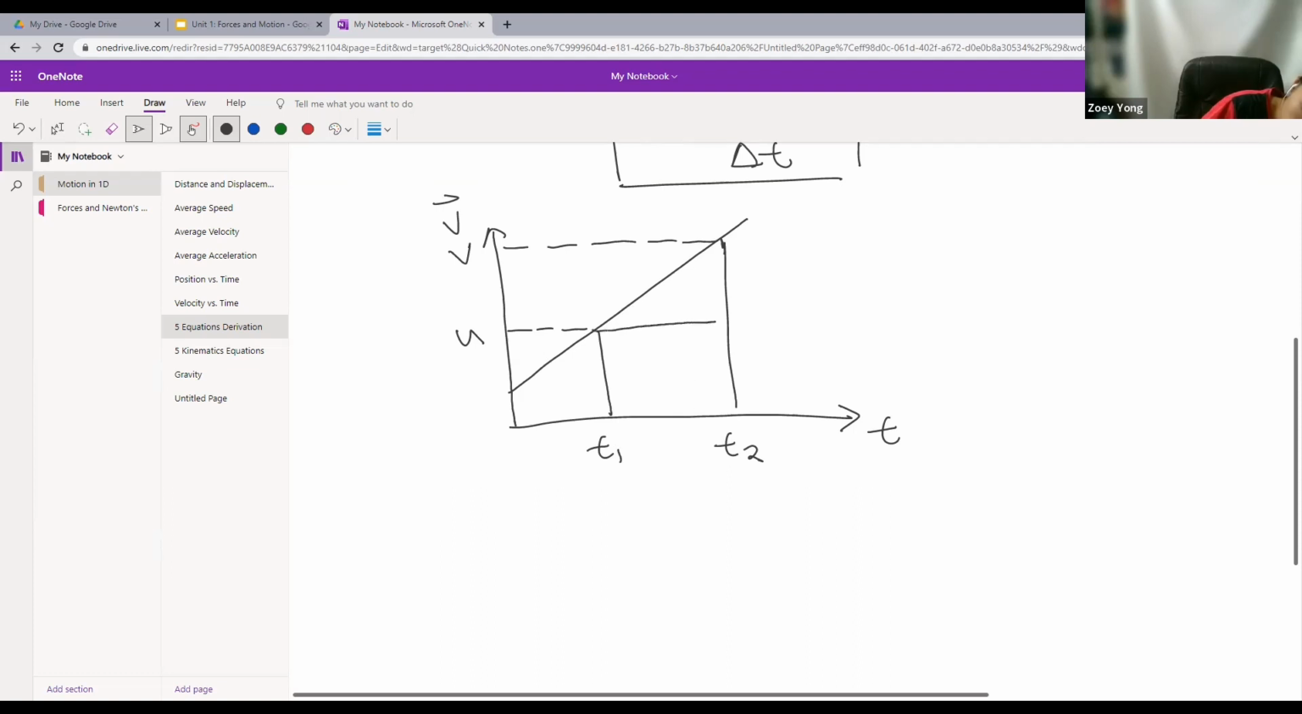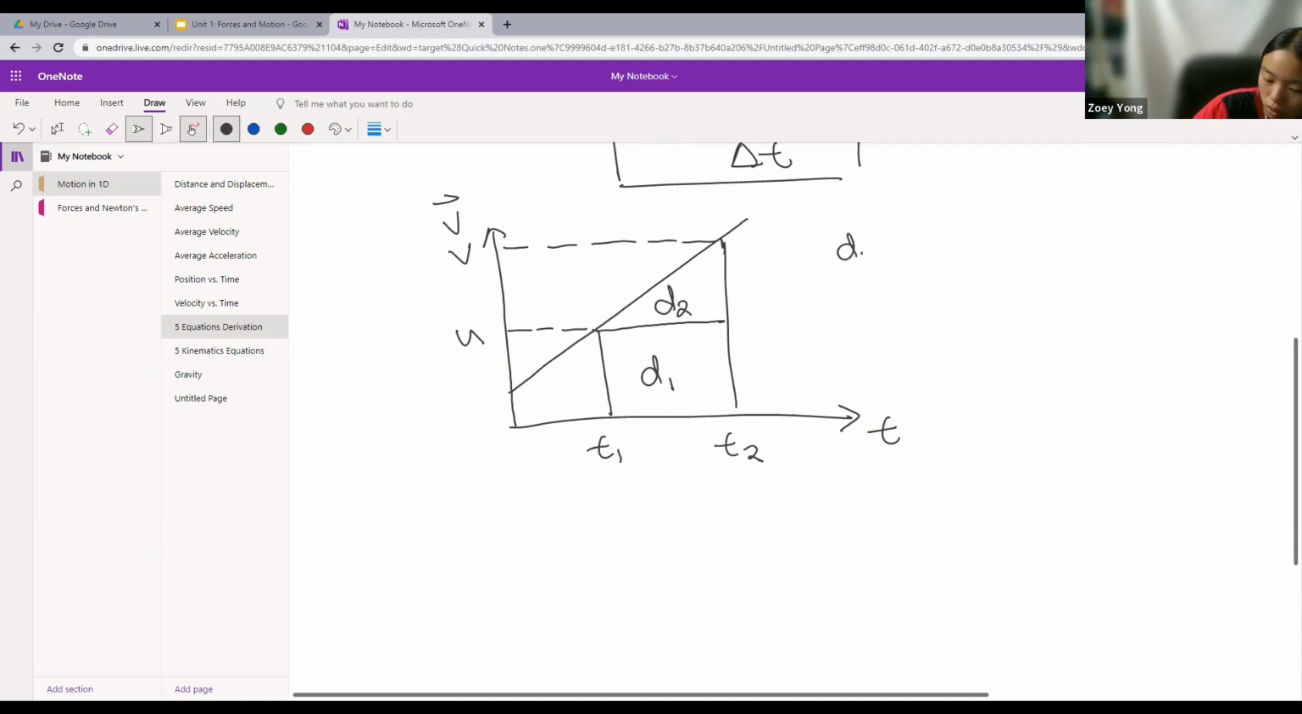You can find the area of this graph because this is a rectangle and then this is a triangle, or you could have just done it as a giant trapezoid and find the area there, but I'm just going to split it up into two different areas. So I'm calling this one d1, distance 1, and this one's d2, distance 2.